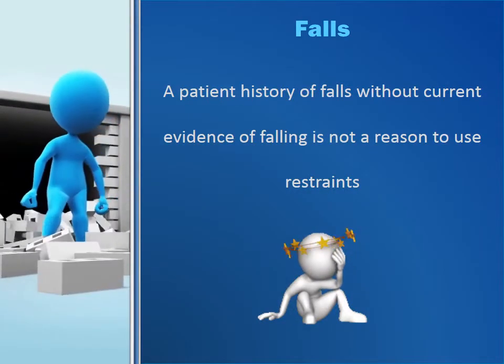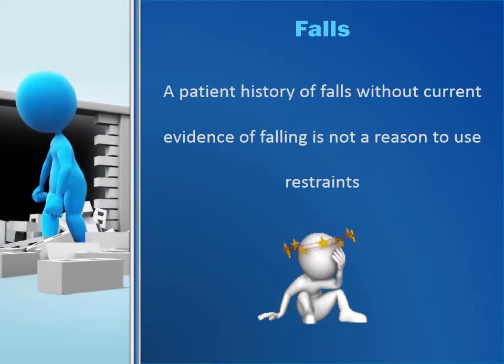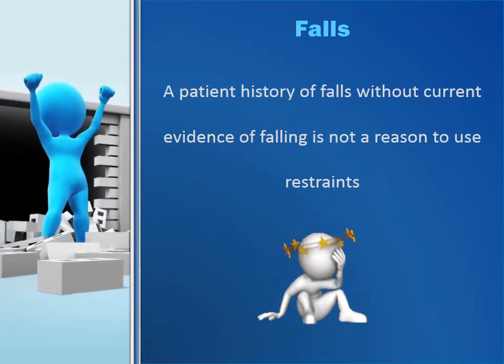Now, falls. A patient history of falls does not equal the patient automatically gets put in restraints. A history of falls without evidence of falling is not a good enough reason. Now, if they've fallen or this is for a medical reason and the physician has ordered it, then that would be different. But just because they have a history of falls does not mean you automatically put them in restraints.